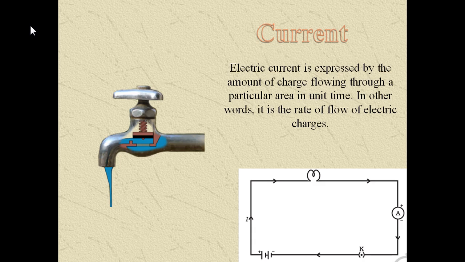So current is expressed by the amount of charge flowing through a particular area in unit time. In other words, it is the rate of flow of electric charge. Note that the conventional direction for the current is from the positive of the battery to the negative of the battery, while the flow of electrons is from the negative side to the positive side.